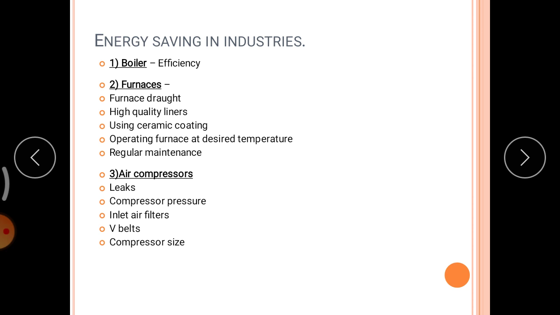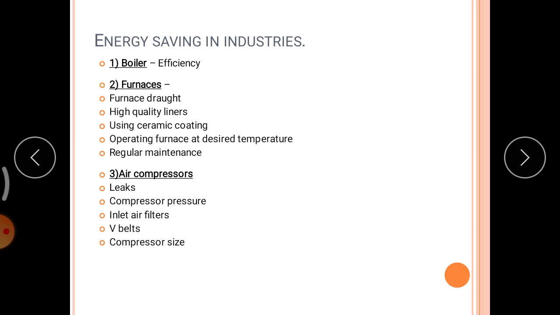Next, furnaces will be used, and there will be a draught system for proper air intake. The draught system should be properly designed, and high quality liners should be inside the furnaces. Next, ceramic coating. Why the ceramic coating? The heat should not go out of that furnace. If it goes out, it again takes more power or more of any source of energy to heat those furnaces.